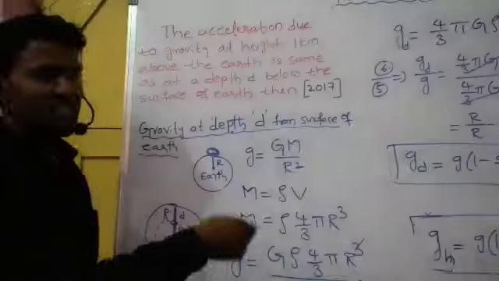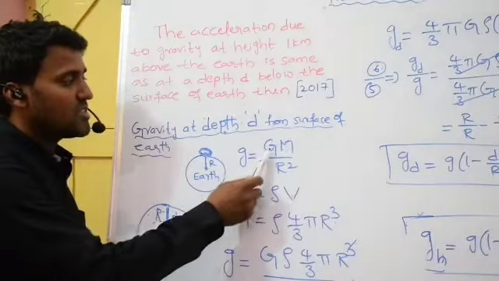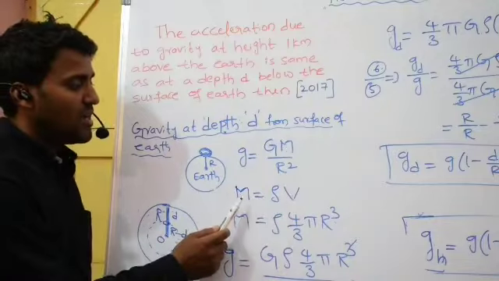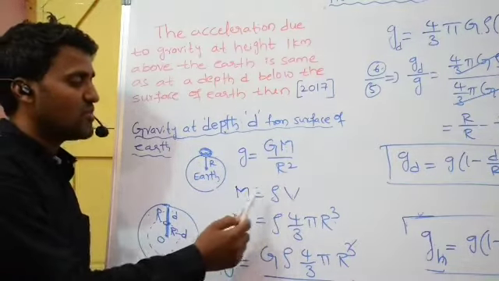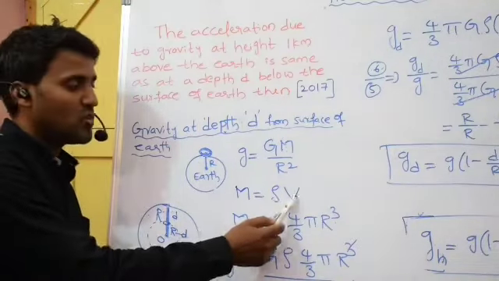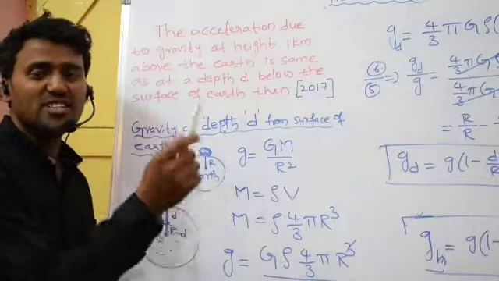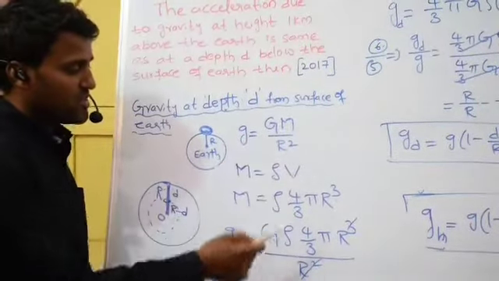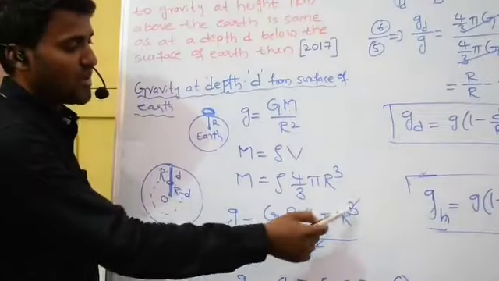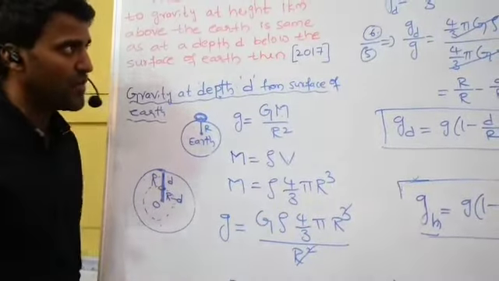Again I want to explain this one. g is equal to the gravity on the surface of the earth. g is equal to GM by R square, and the mass I am writing in terms of density and volume. So mass is equal to density into volume. Here volume is equal to 4 by 3 pi R cube because it is a spherical shape. If I substitute these values here, R square and R cube get cancelled, one R remains. This is equation number 5.